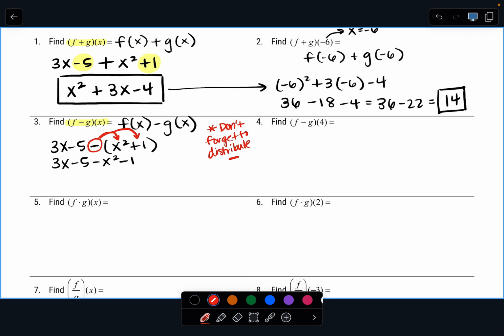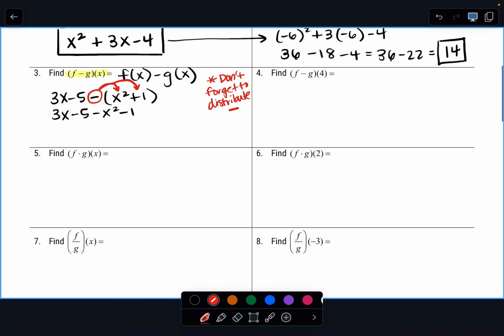Biggest mistake I see across the board is a lot of people will forget to distribute that negative to the second term. And then once we have that, we combine any like terms that we have. Again, we can combine the minus 5 and the minus 1 together. I still write things in standard form. That means the x squared term is going to go first, the x term goes second, the constant goes last. So if I wanted to subtract these two equations from each other, this is what I should end up with in the end.